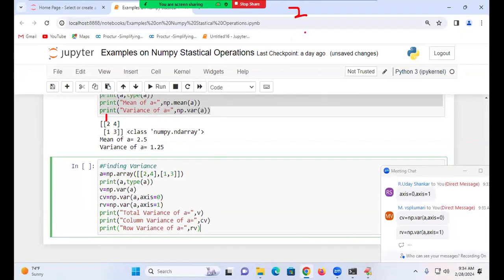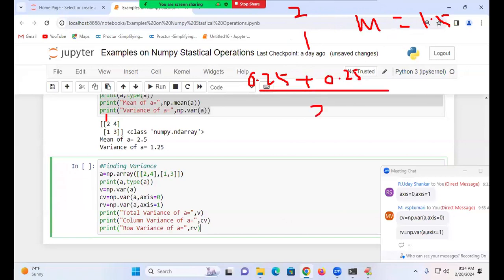1.5. 2, 1 is called this thing. Whose mean is called what? 1.5. What is that now? 2 minus 1.5, 0.5, whole square. What is the answer? 0.5. 1 minus 1.5, 0.5. 0.5 whole square is what? By 2. 0.25 plus 0.25 is called 0.50. Whose variance is what? 0.25.